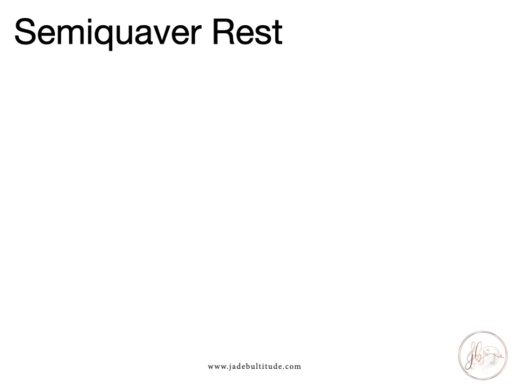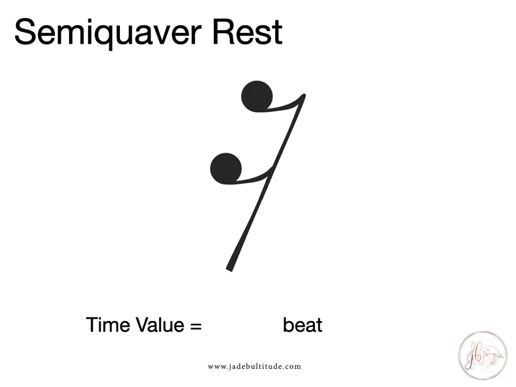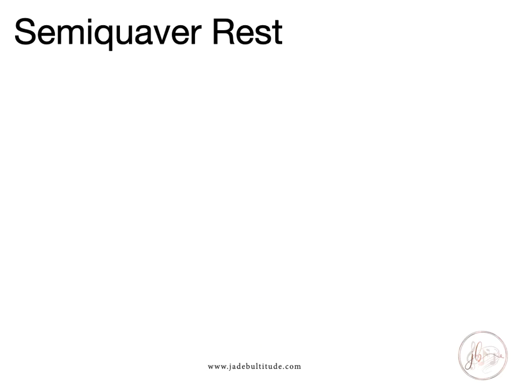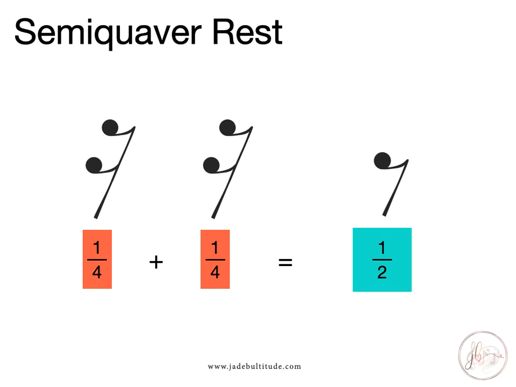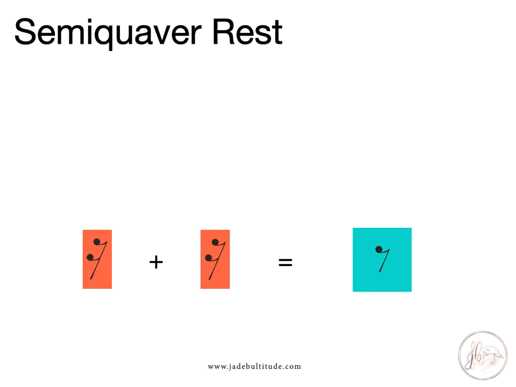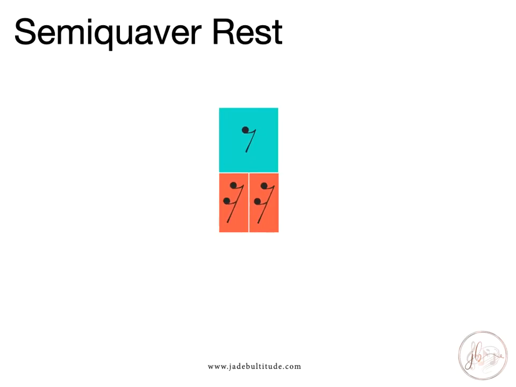So let's talk about the semiquaver rest. As you can see here, it looks very similar to our quaver rest, except now it has 2 tails. But how many beats is the semiquaver rest? You've guessed it, it's a quarter of a beat. So if we add 2 semiquaver rests together, we get a quaver rest. 2 quarters make 1 half.